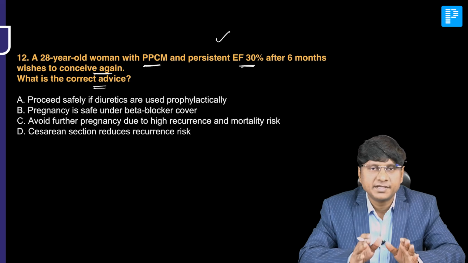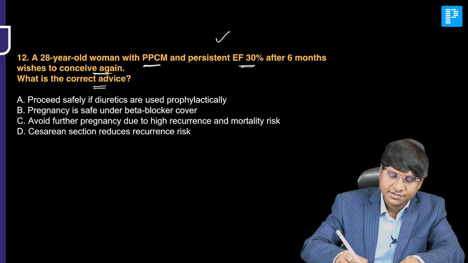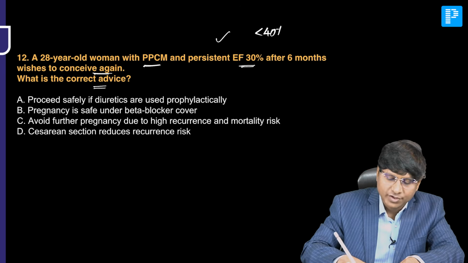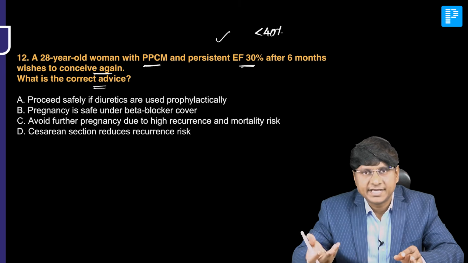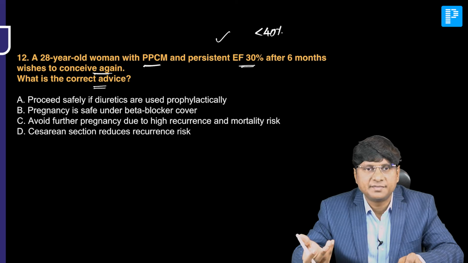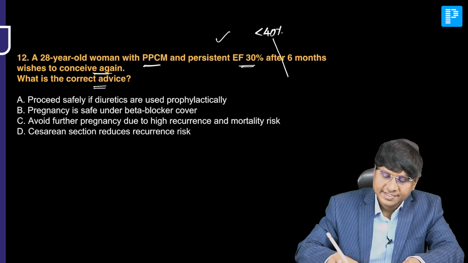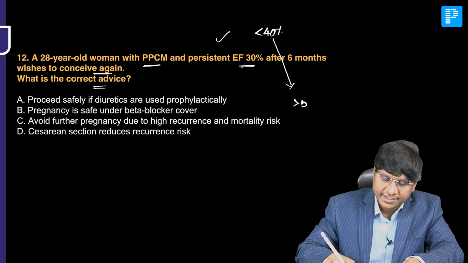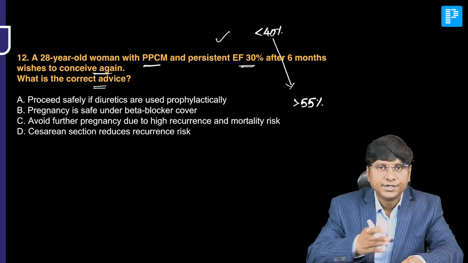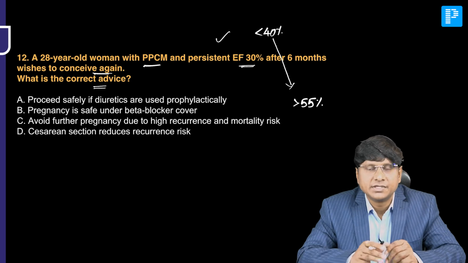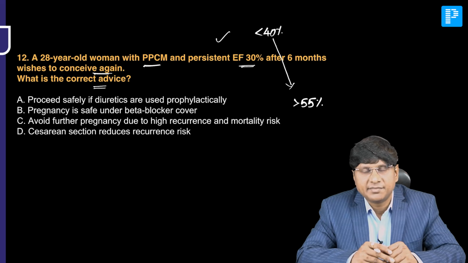So remember, in case of peripartum cardiomyopathy, the ejection fraction will be reduced to less than 40%. Now, in which scenario the next pregnancy can be advised to the family is, for example, if this ejection fraction has increased to more than 55% during the course of the life of the individual, then only the next pregnancy can be advised in the individual.